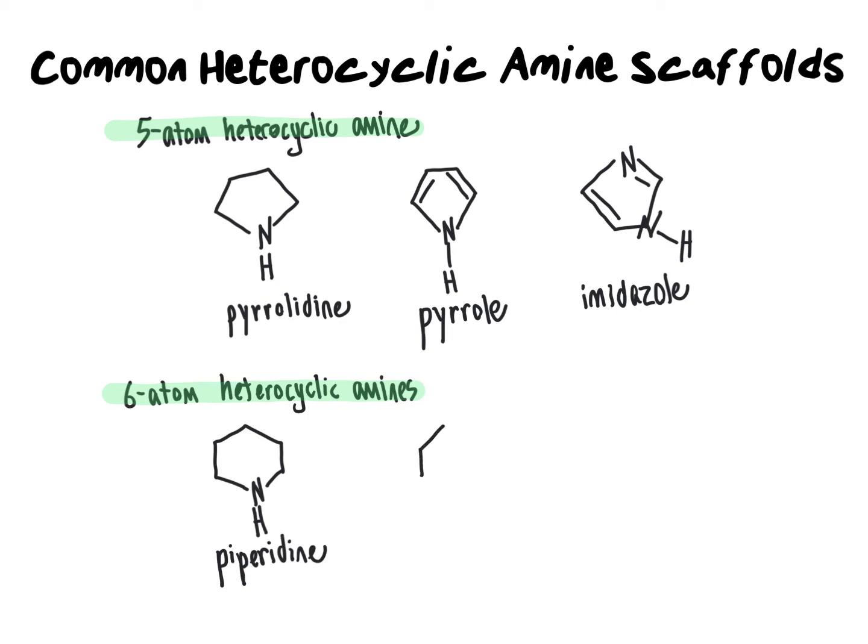Pyridine is a 6-atom heterocyclic amine where we have 1 nitrogen atom in the ring and a pattern of alternating double bonds and single bonds. So it's essentially benzene, where one of the carbon atoms has been replaced with a nitrogen. That has important implications for the biological functions of this molecule. And this structure is called pyridine.